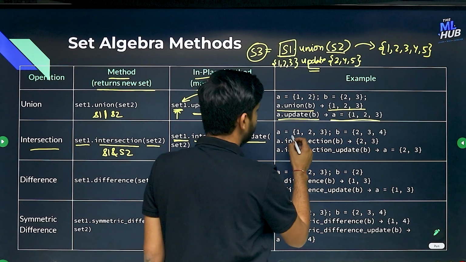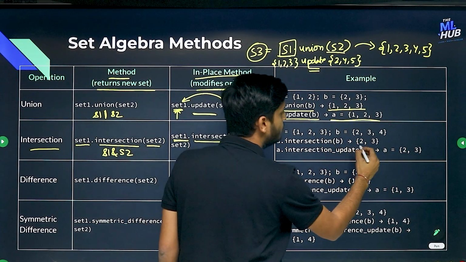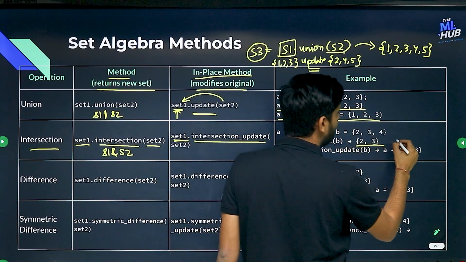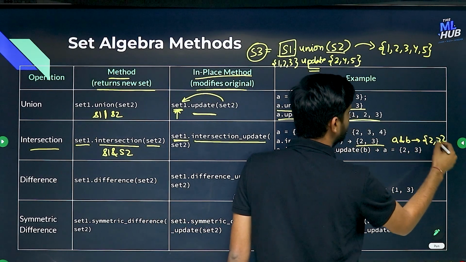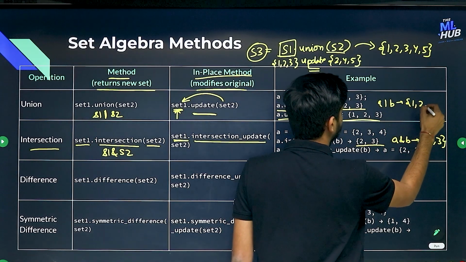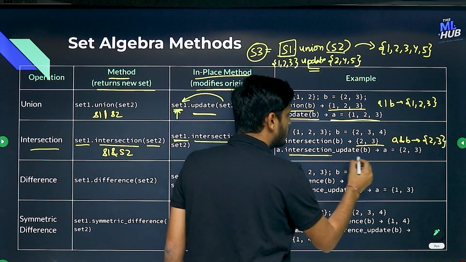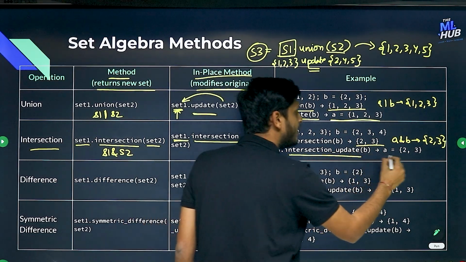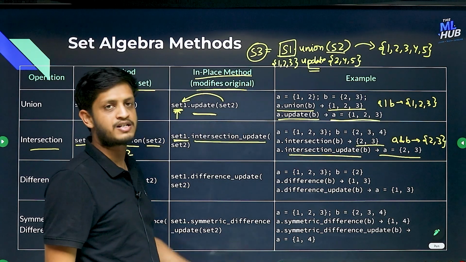So if set A is {1, 2, 3} and set B is {2, 3, 4}, and if you do A.intersection(B), a new set will be returned, {2, 3}. Even if you do A & B, again the same thing will happen, a new set will be created. Here you can do A | B, so you will get {1, 2, 3, 4}. But if you do A.intersection_update(B), then A will change to {2, 3}. Okay. So just like update, we have intersection update.